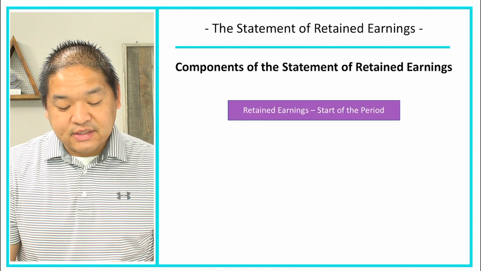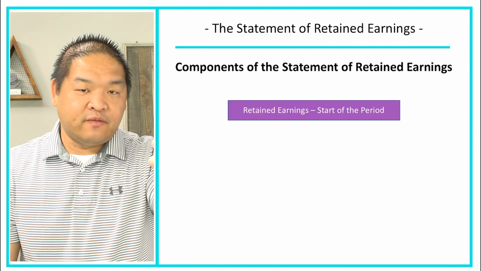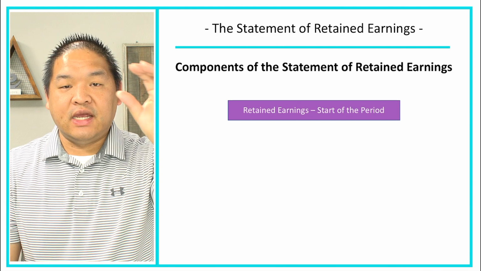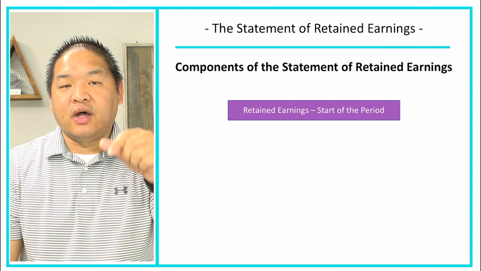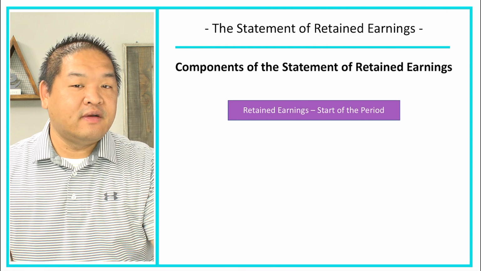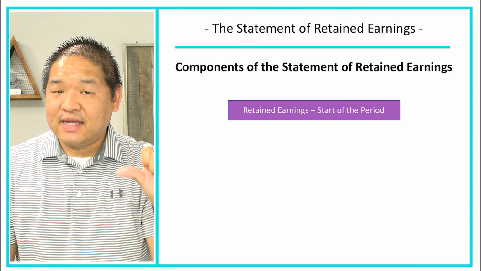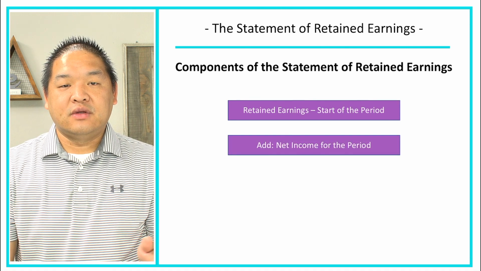The first thing is we start with the beginning balance. So we take January 1, for instance, the balance of retained earnings. January 1 is the beginning of this year, but it's also the ending of last year. So beginning of this year, ending of last year. We take that beginning balance, and from there, we'll add net income for the year or the period.